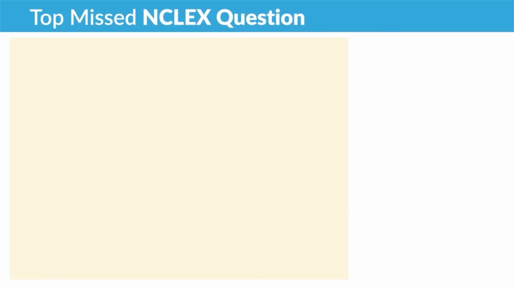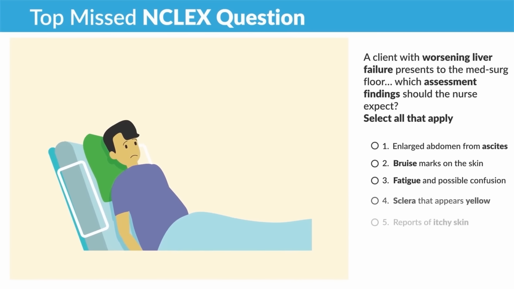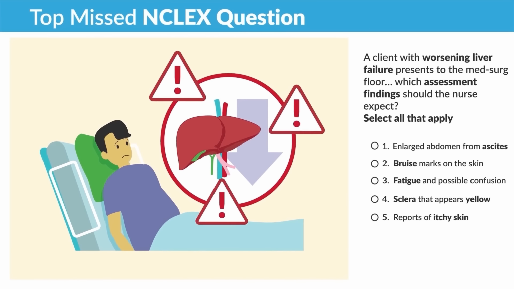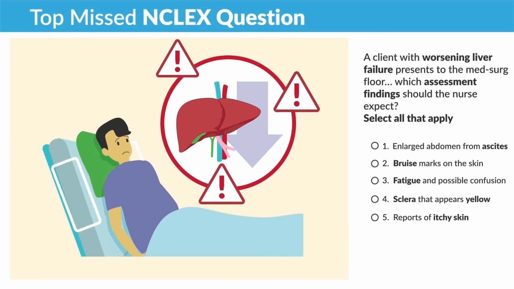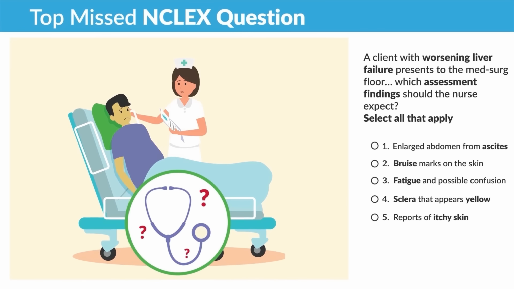Now, for a top missed NCLEX question here. A client with worsening liver failure presents to the med-surg floor. Which assessment finding should the nurse expect? Select all that apply. So just slow it down and look at the key terms. Worsening liver failure. And it's looking for an assessment finding here.